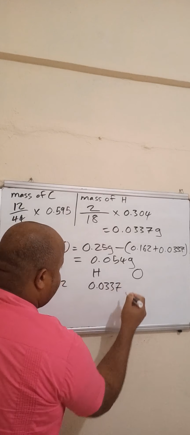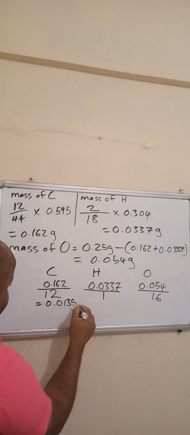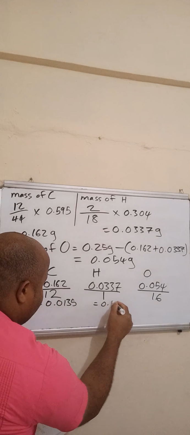Now remember, to get the mole is the mass of the element divided by the molar mass. So hydrogen is 1, carbon is 12, oxygen is 16. When you do that, you should get, for carbon, 0.0135. For hydrogen, it would be the same thing. And for oxygen, 0.00338. Alright? So the first step in the empirical formula is to calculate the moles. So this right here, this is the mole.